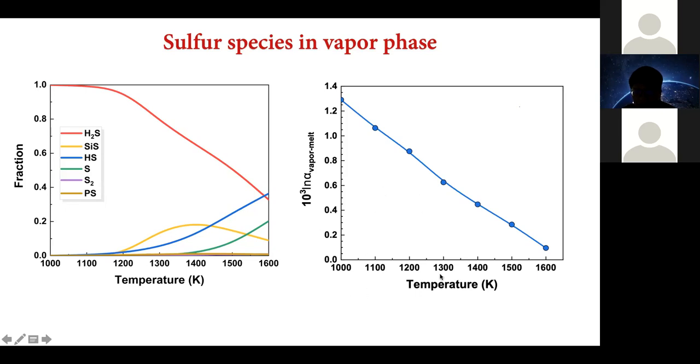Here, the X is temperature, Y is the equilibrium sulfur isotope fractionation between vapor and melt. The vapor is enriched in heavy sulfur isotopes relative to the melt, and the sulfur evaporation will make the melt enriched in light sulfur isotopes. The sulfur isotope fractionation is about positive 0.45 per mil at, for example, 1,400 Kelvin.